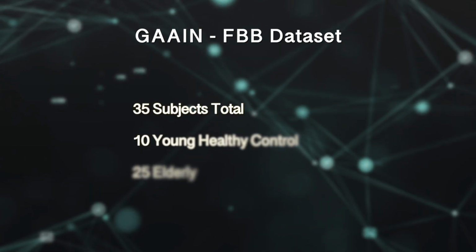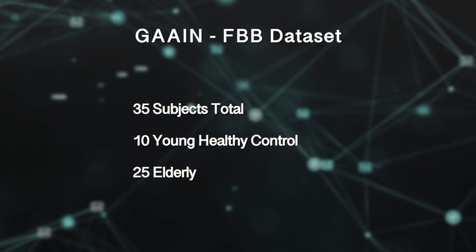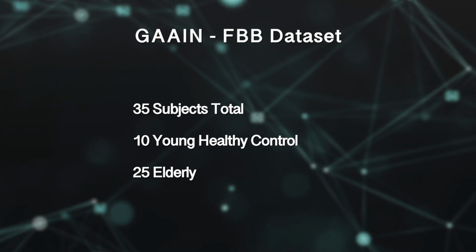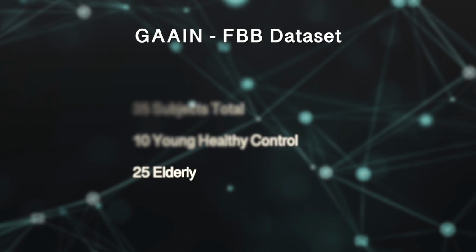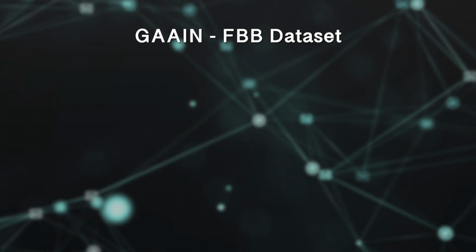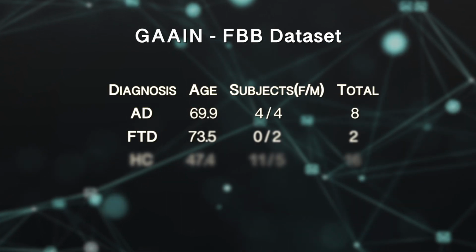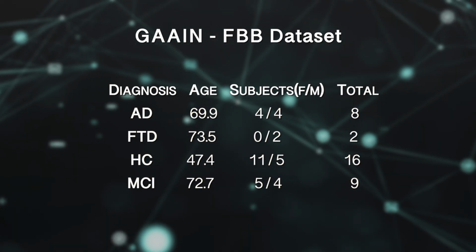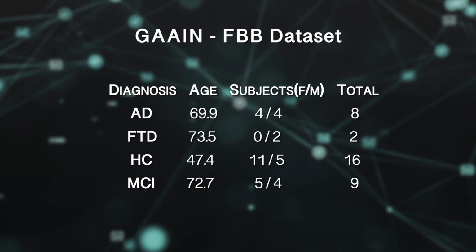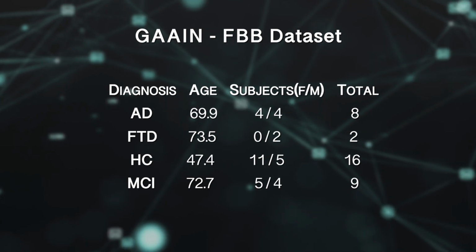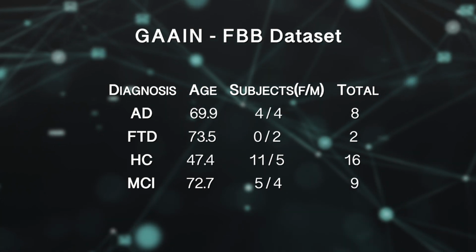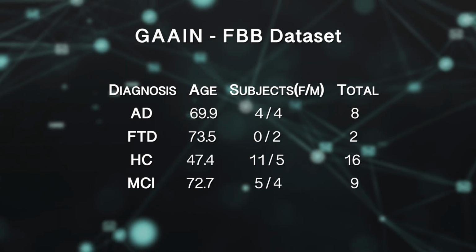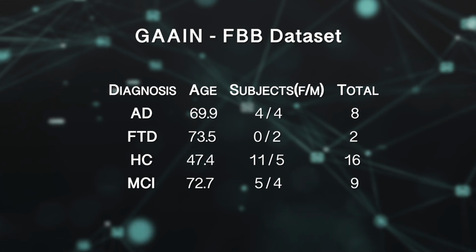The dataset is broken down by age, and we have 10 young, healthy controls and 25 elderly subjects. And it is further broken down as follows. 8 of the subjects are diagnosed with Alzheimer's disease, 2 subjects are diagnosed with frontotemporal dementia, 16 subjects are healthy controls, and 9 subjects are diagnosed with mild cognitive impairment.